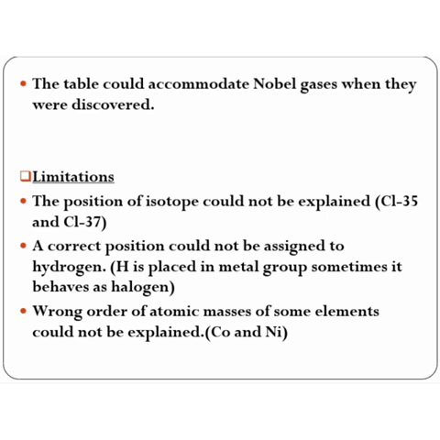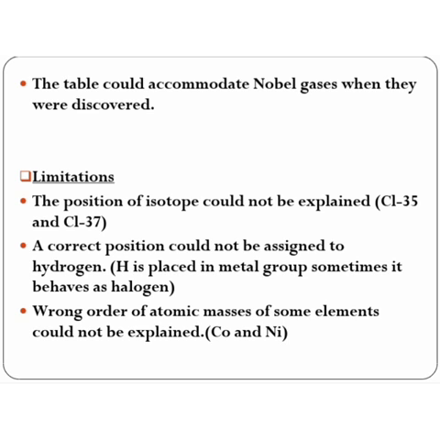But what did Mendeleev do? He only placed chlorine 35. What about chlorine 37? He didn't place that, right? So the position of isotopes couldn't be explained by Mendeleev. He placed only chlorine 35 and left out chlorine 37. This was one of the limitations.